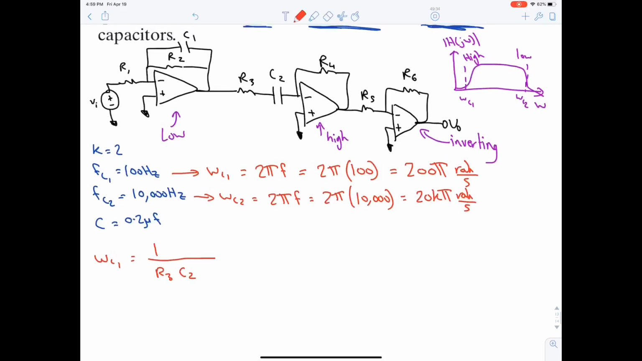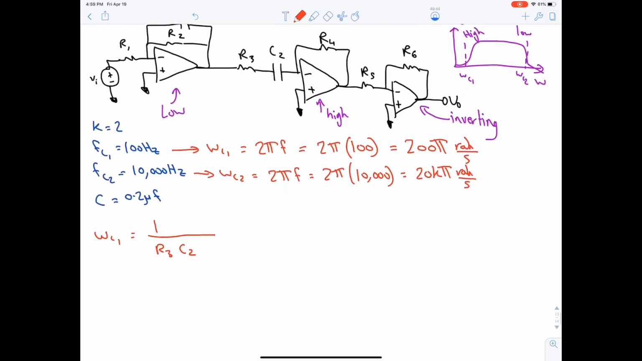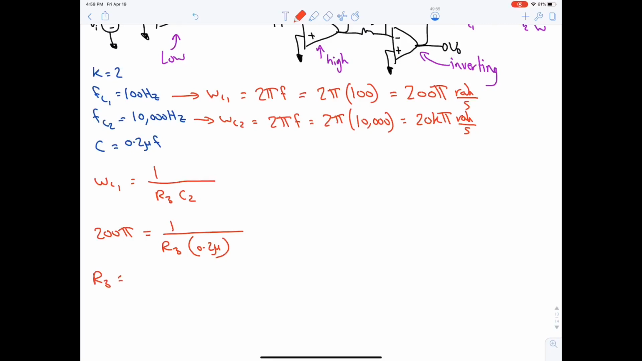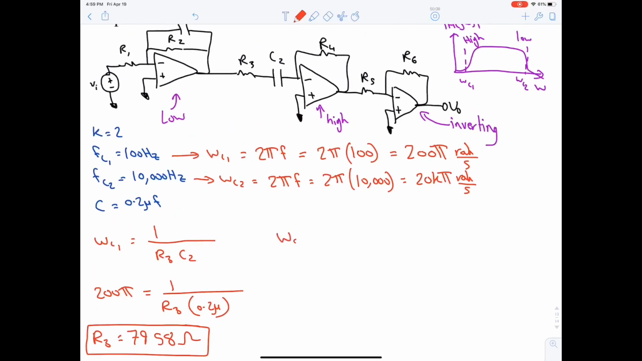Do we have R3? No, we don't. Do we have C2? Yes, it's 0.2 microfarad. And do we have omega C1? Yes, we do. Let's substitute in values. 200 pi is equal to 1 over R3 unknown and C is 0.2 micro. This will give us R3 equal to 7,958 ohm, which is almost 8 kilo ohm. This is R3.